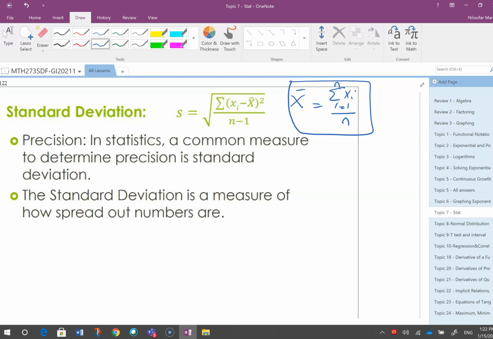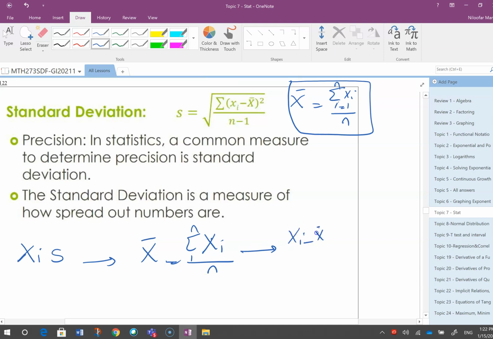Okay? So you have xi. You find x bar. Then you find xi minus x bar and square it. So square and then add them. Okay, and then add them.